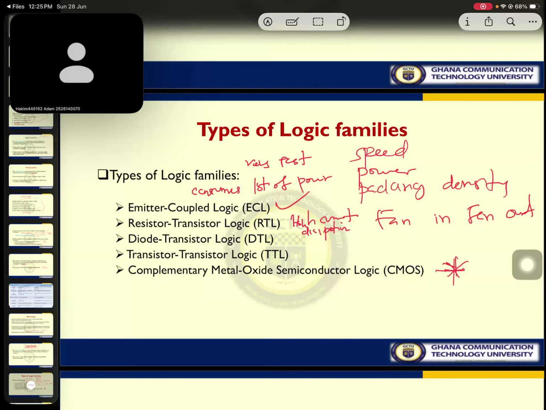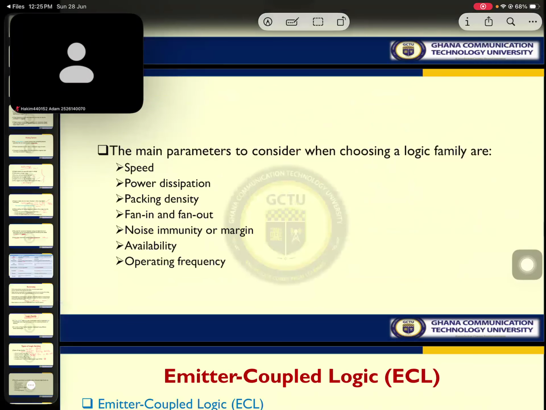Please, is that why they have the CMOS battery? The CMOS battery, very good. That is an excellent point. That is the reason why we also have the CMOS battery. Very low in terms of power consumption and very high noise immunity.